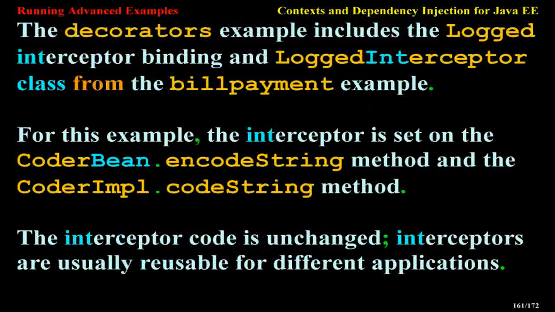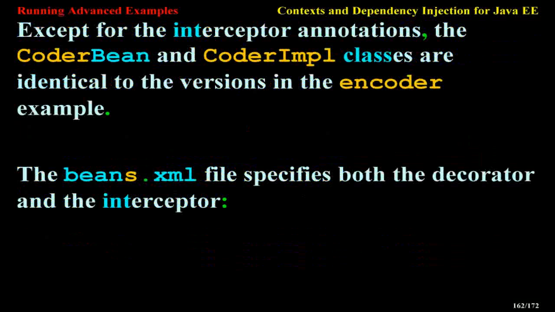The decorators example includes the Logged interceptor binding and LoggedInterceptor class from the billpayment example. For this example, the interceptor is set on the CoderBean.encodeString method and the CoderImpl.codeString method. The interceptor code is unchanged. Interceptors are usually reusable for different applications, except for the interceptor annotations. The CoderBean and CoderImpl classes are identical to the versions in the encoder example.